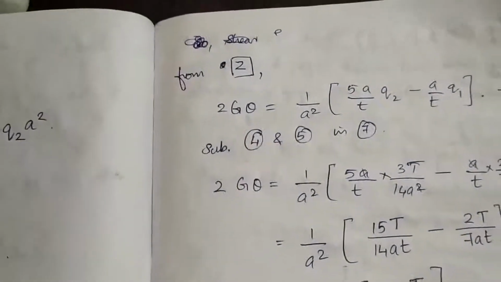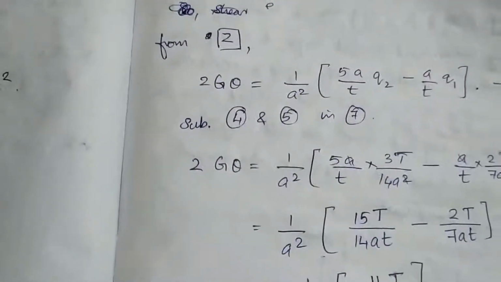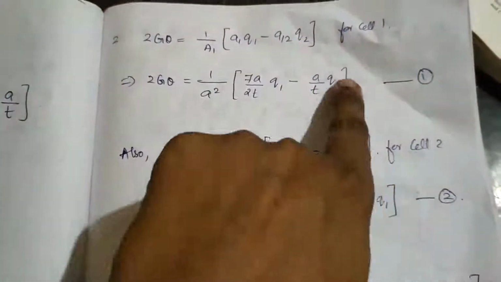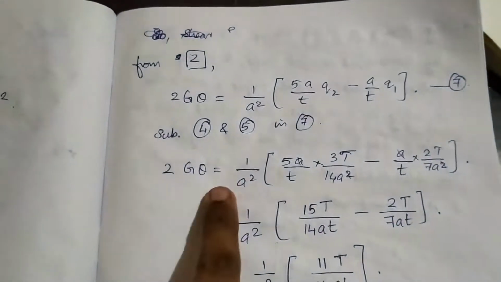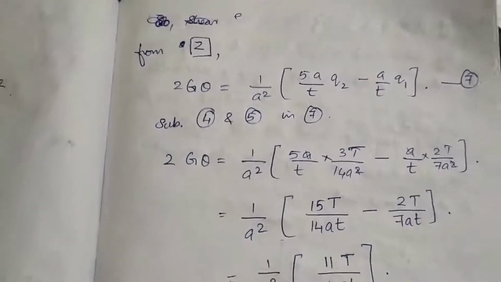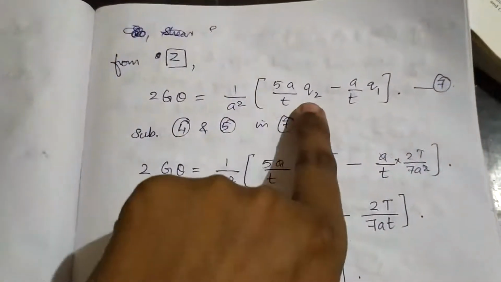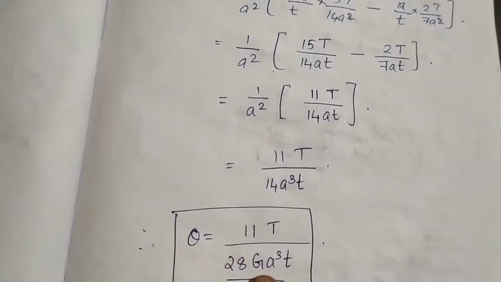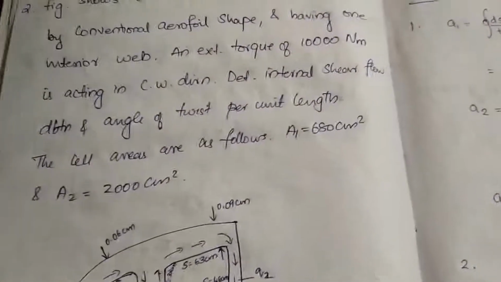For the angle of twist, you just substitute the Q1 and Q2 values in any of these two equations. Then you will get the answer, 2G theta is equal to 1 by a square into this thing, right? You just substitute the value of Q1 and Q2, then you will get theta is equal to 11T by 28 G a cube t. Okay, now we'll do one more problem.